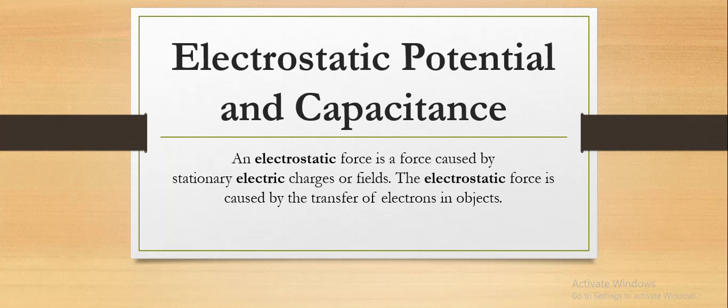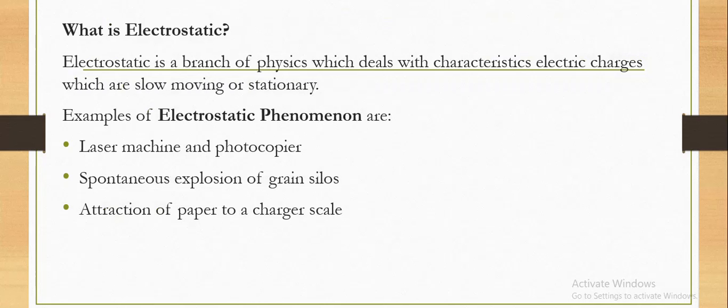Electrostatic potential and capacitance. An electrostatic force is a force caused by stationary electric charges or fields. The electrostatic force is caused by the transfer of electrons in objects. So now, what is electrostatics? Electrostatics is a branch of physics which deals with the characteristics of electric charges which are slow moving or stationary.